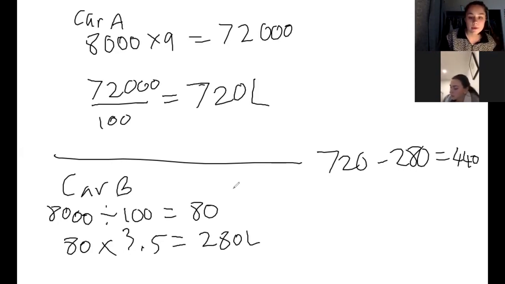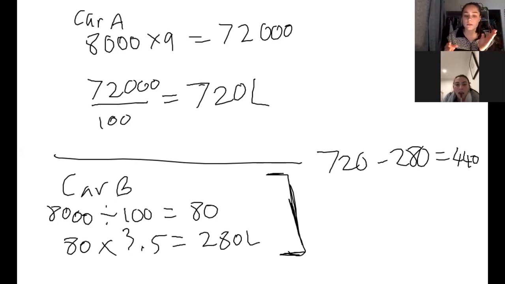So with car B, what I did here, this part, I did it the opposite to car A. So car A I times first, but I did car B divide first because it makes more sense for me, just for me. Because if I have 8,000 kilometers divided by 100 kilometers, that's how many kilometers, and then I times the kilometers by the fuel, the liters. Okay. Yeah, but they're both the same.